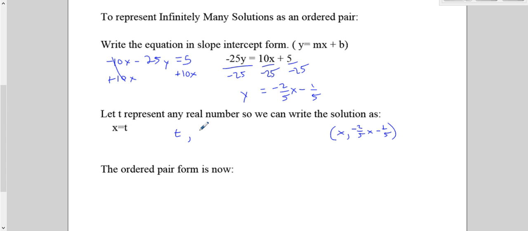But if I plug in t for x, then all I'm doing is changing these two variables. So t and -2/5 t minus 1/5. So in the book, if you ever see that with the t, that's what they're doing, they're just replacing x with t. Okay, and so the ordered pair is now that. Okay, and that's it for section 6.2.